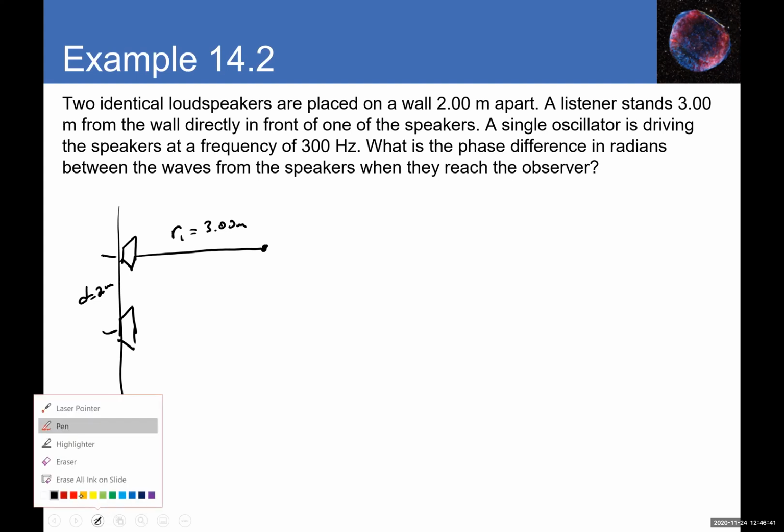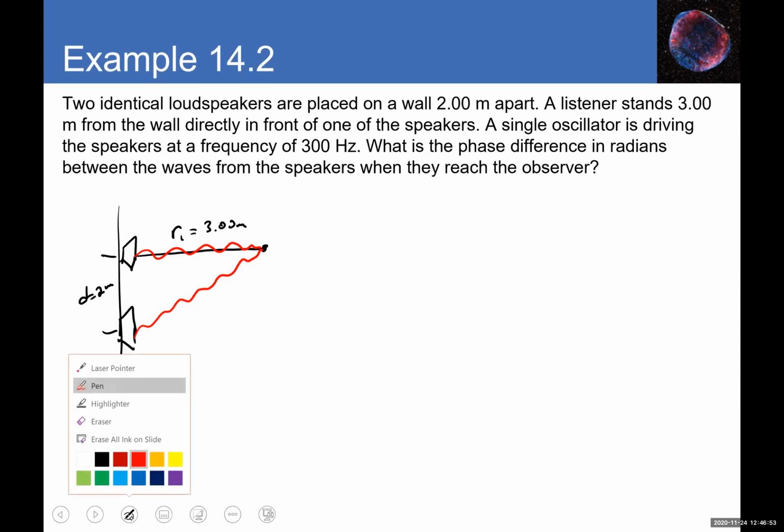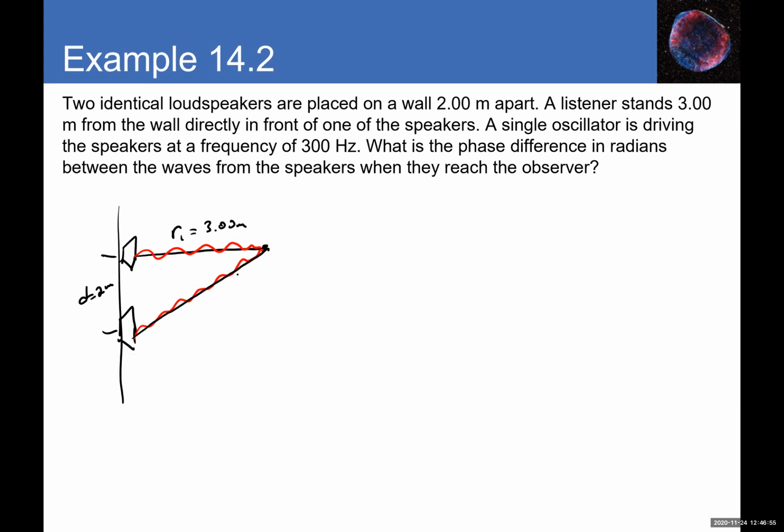Now, what it means here is, when both of the speakers start oscillating, there's going to be a wave going from here to there, and a wave going from here to there. And then what we need to do here is figure out what we will have. So let's say this is R2. And then, what is the phase difference? So we're going to try to calculate that.